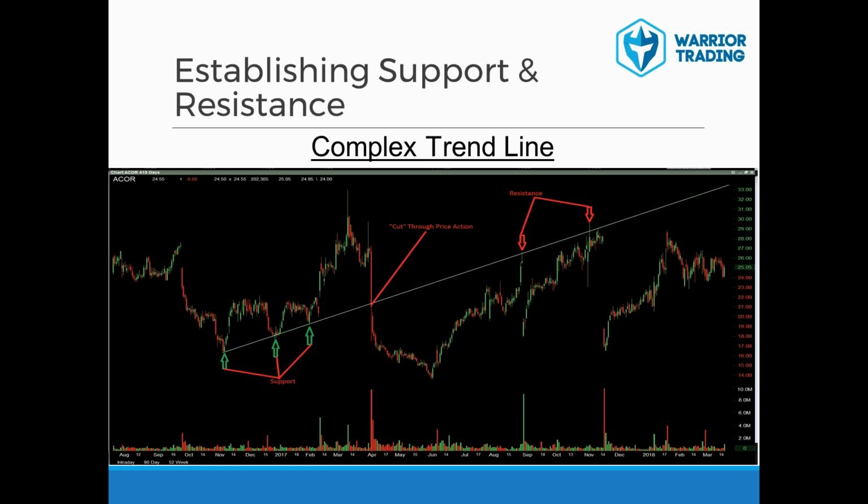So complex trend line, as I said, starts off as a standard trend line, but then at some point cuts through price action and then acts as support or resistance on the other side. So as you can see here on this stock, ACOR, it starts out as support, right? Starts out as support, then it cuts through the price action, but then it acts as resistance over here, right? Very nice resistance.